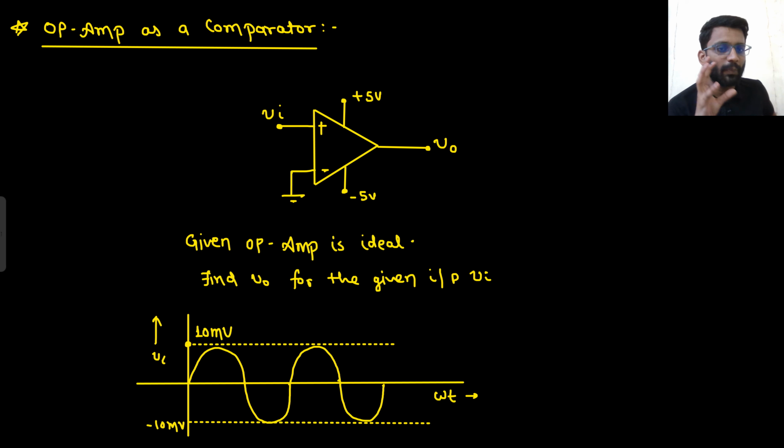Now we will use op-amp as a comparator. So what is a comparator? So there is an input voltage given, and then the other node is grounded, right? So what will be your output?